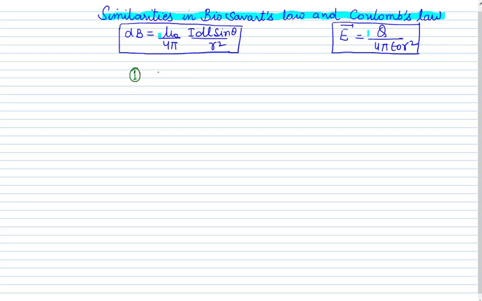First is that both these laws are long range. That is, the magnetic field which is produced or the electric field which is produced, both are long range. So that is the first similarity. The second similarity is that both of them follow the law of superposition, or the principle of superposition.